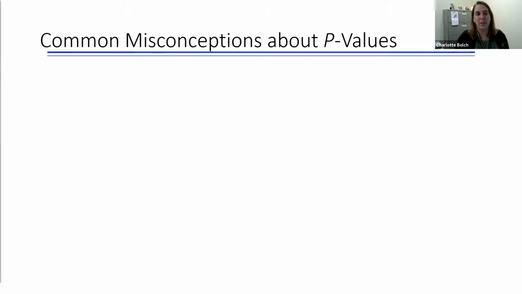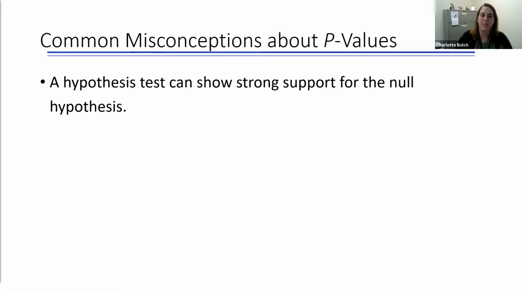So I just wanted to go over a few misconceptions about p-values. The first misconception is that a hypothesis test can show strong support for the null hypothesis. And so that's not true at all. A large p-value just says that the data would not have been unusual if the null hypothesis was true. There's a difference between I'm convinced it's true and I'm not convinced it's false. So all the p-value is saying is that it would not have been unusual to see what we're seeing in the sample compared to what we're seeing in the population.